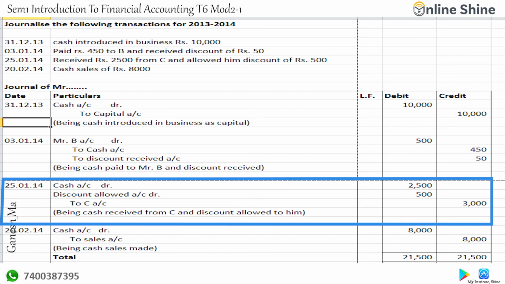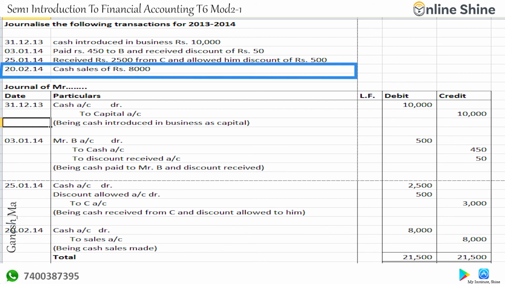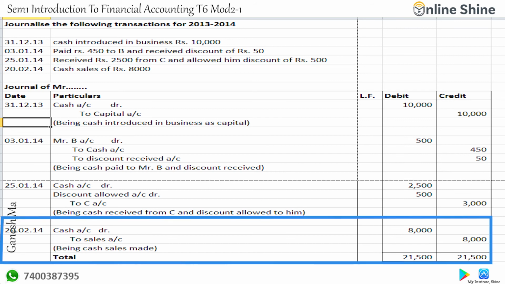Very simple. And the last one: cash sales of rupees 8,000. Now here I have made a sale. That means my goods have gone out. And what have I received? Cash. So again cash account debit rupees 8,000, to sales account rupees 8,000. Sales means my direct income, or you can say my production income. Understood? So that will be credited. So being cash sales of rupees 8,000. And then at the last you can see over here I have totaled my journal book. So each debit will be credited. So here my journal entry is getting tallied by rupees 21,500 in debit and 21,500 in credit.